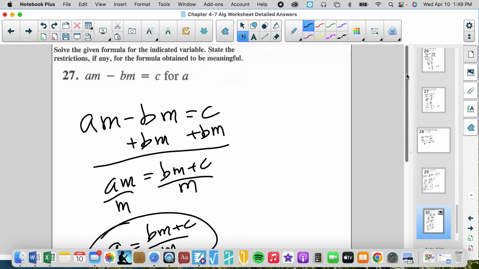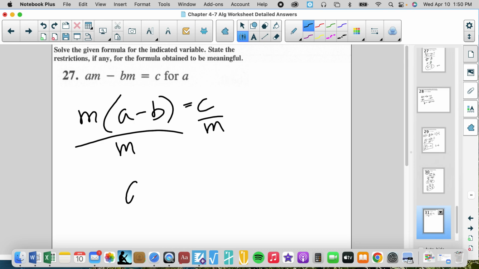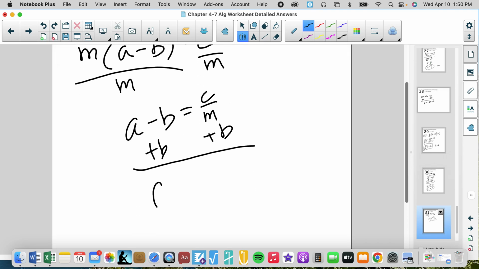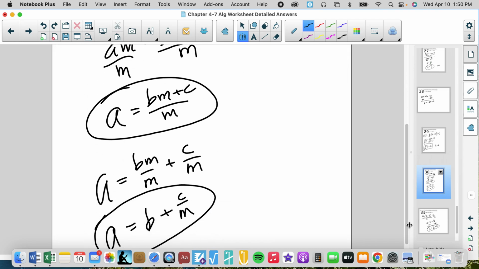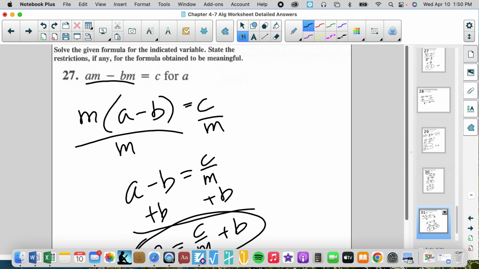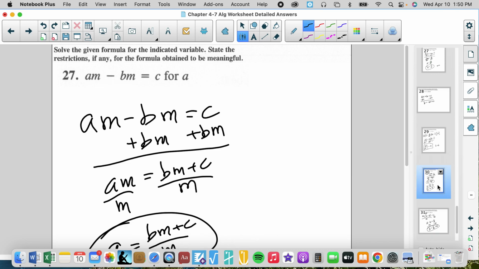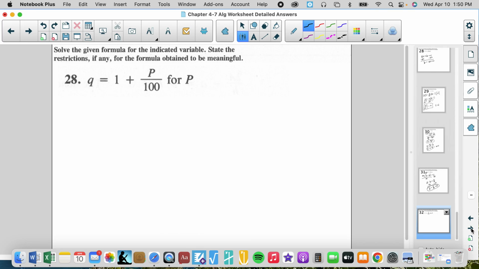Here's a cool way to do this one. Let's duplicate this, clone it, and clear it. I'm going to factor out an m, and that gives me a minus b equals c. Now we can divide by m. We get a minus b equals c over m, and then we're going to add b. So that's a really efficient way of getting that same secondary answer. It's just flipped a little bit in standard form. But that's a very cool way, seeing that you can factor a common factor. M is being multiplied by both of those terms. Not necessary, but let's talk about restrictions. M cannot equal 0.